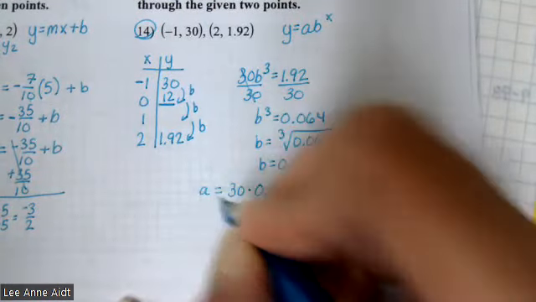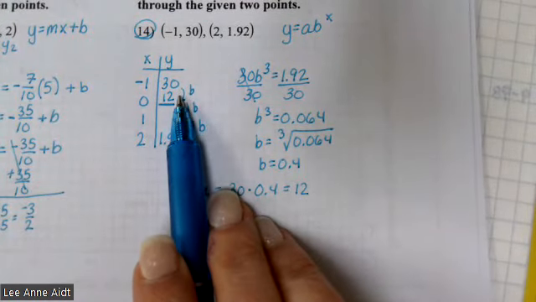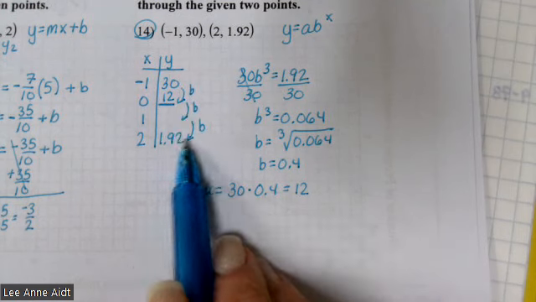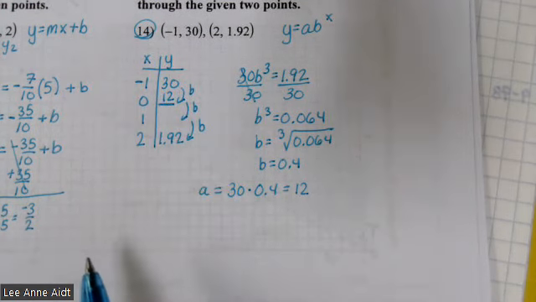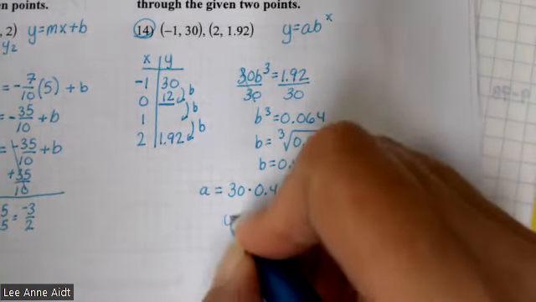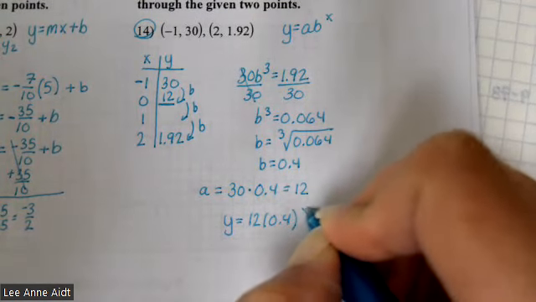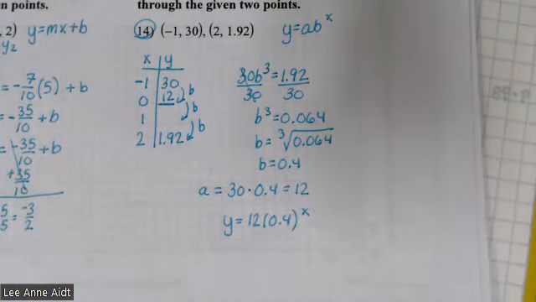So A equals 12. And you guys know that if you go forwards in the table, you multiply by B, and if you go backwards in the table, you divide by B. Do you know that? Okay, so Y equals 12 times 0.4 to the X.